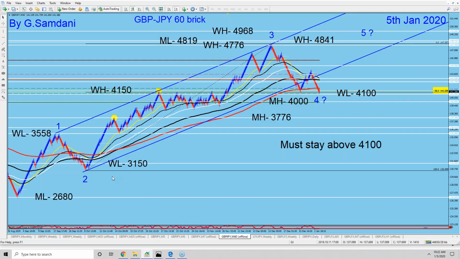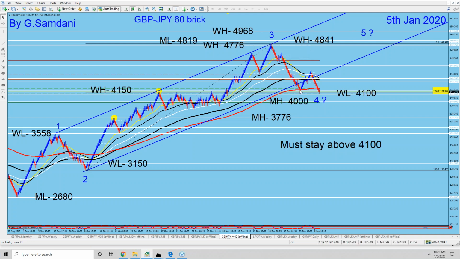So if you pull the fib from here to here, that is 38%, and we are posting a double bottom at the numbers. Weekly low 4100 and monthly high 4000 is right there underneath that. So if we can stay here above these numbers, right, then there's a very good chance that we go for wave 5 above this wave 3 high. That would be the next target.